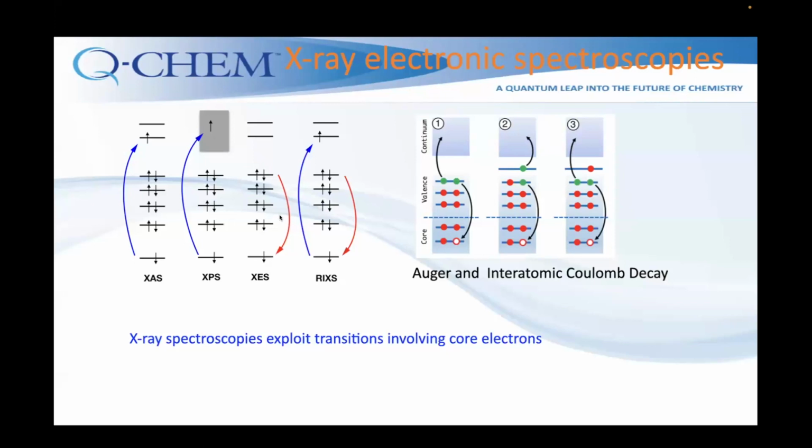And there are nonlinear variants of X-ray spectroscopies. For example, there is RIXS, resonant inelastic X-ray scattering, where you coherently excite and detect an emitted photon, and by doing so, you can probe information about valence levels, but going through core level states. So again, it's just the tip of the iceberg. There are many more spectroscopic techniques to discuss.